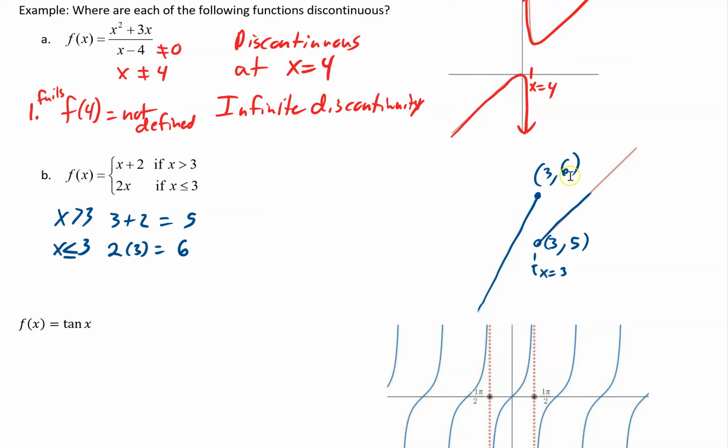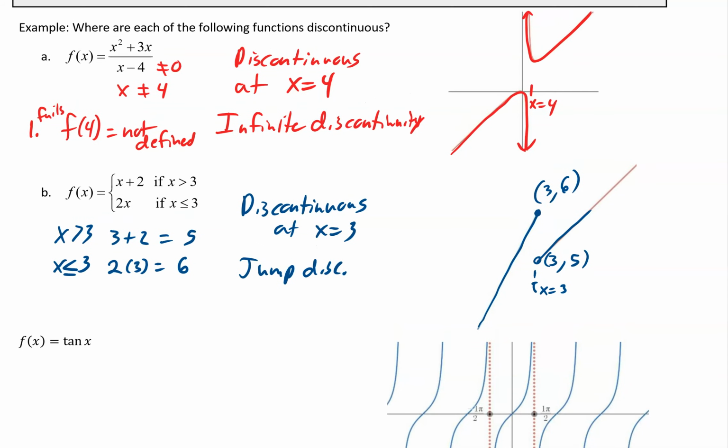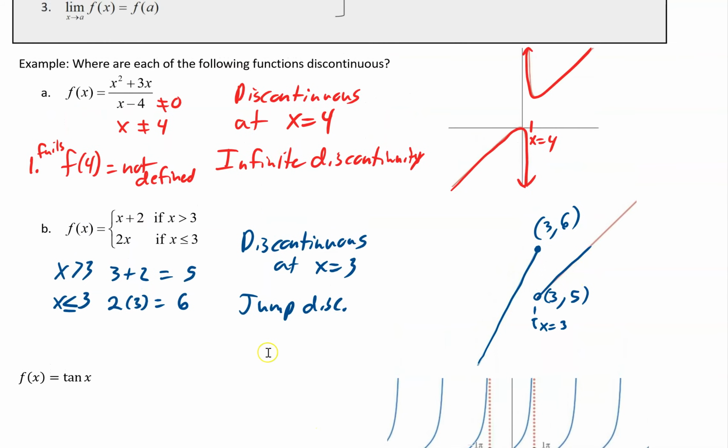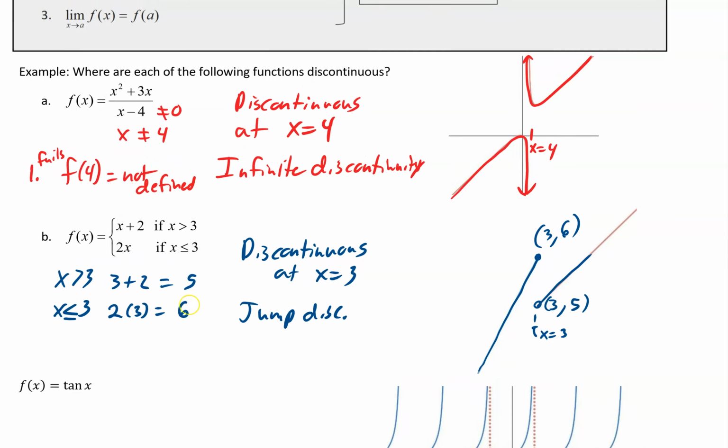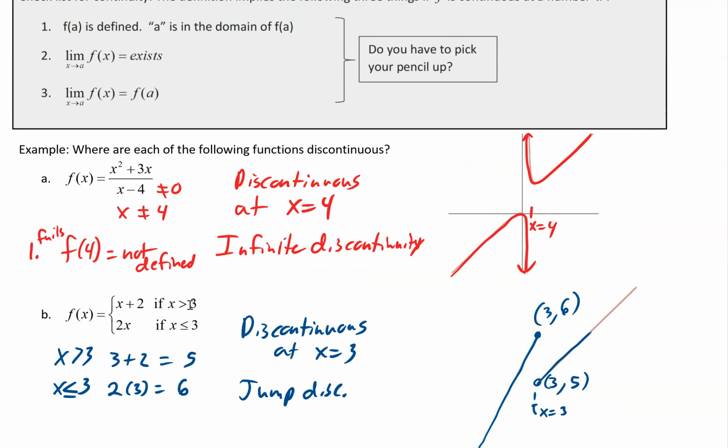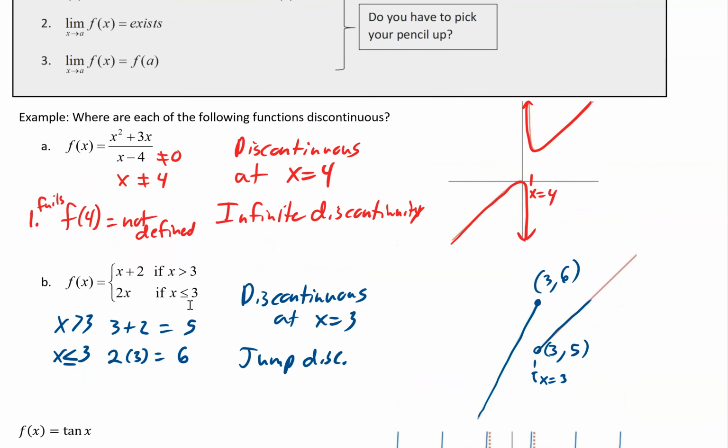And so we know since they're not the same point, we're going to have a point of discontinuity. So that means it is discontinuous at x equals 3, and it is a jump discontinuity. And again, to show this, it is defined at that value. You can see that at 3 we get 6, so you cannot use number 1 to disprove it. But you can use number 2.